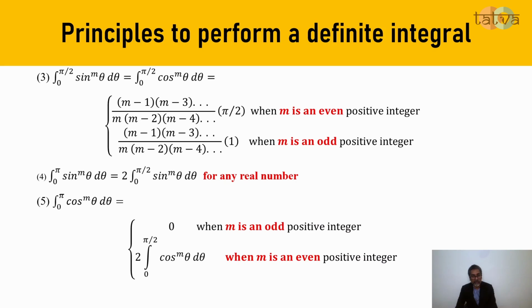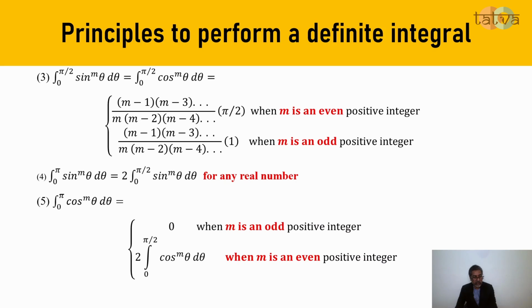And observe carefully, when m is an even positive integer, you will have to further multiply your answer with pi by 2, and when it's an odd positive integer, you just don't have to do anything, or you multiply with 1. So this is a very valuable property, but the limits must be 0 to pi by 2.